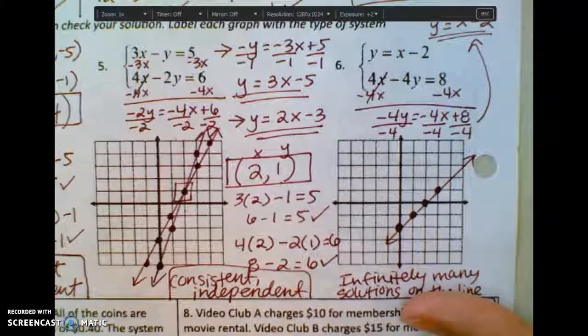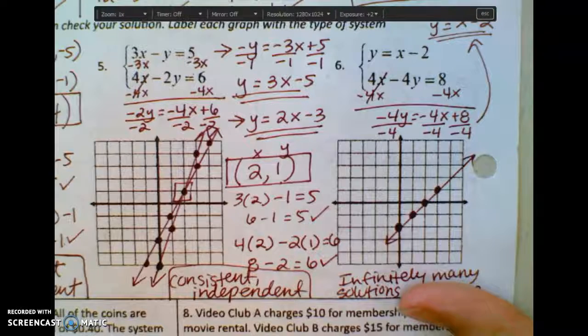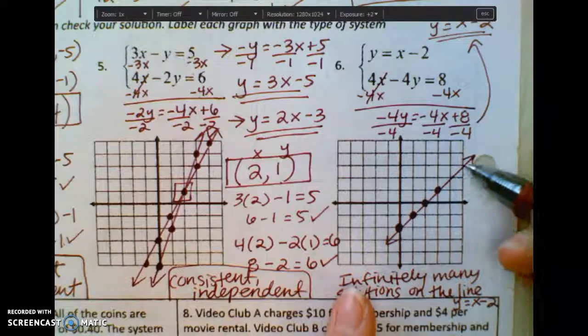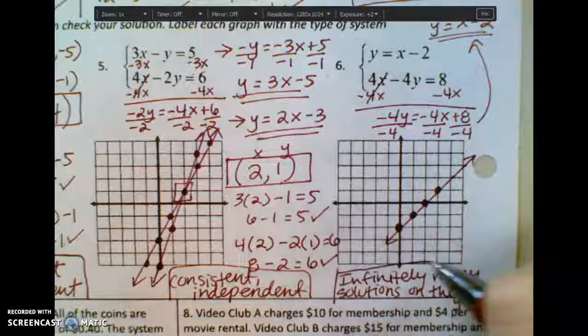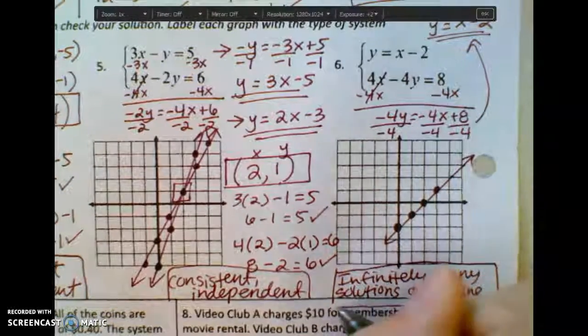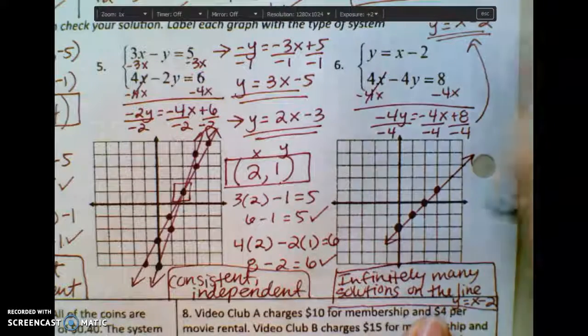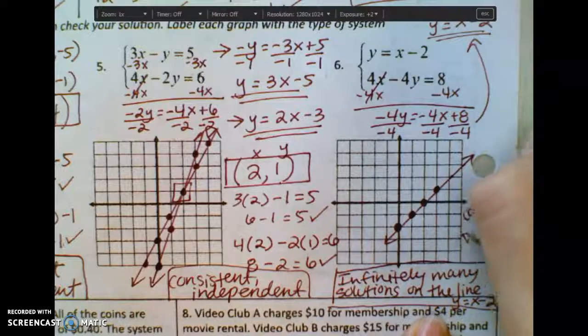If we don't have that sentence, then we're just saying there's an infinite number of solutions and they can be anywhere. But that's not true. Only the points on this line are going to be solutions. So we have to be specific about where those points are going to be. There are that many solutions on this line y equals x minus 2. Okay? Last thing to do is label this because there are infinitely many solutions. This one is consistent and dependent.